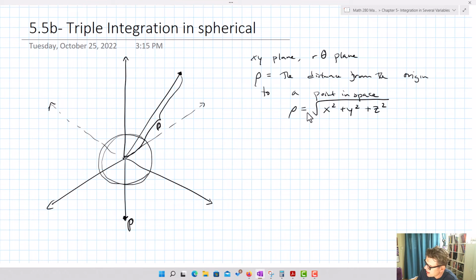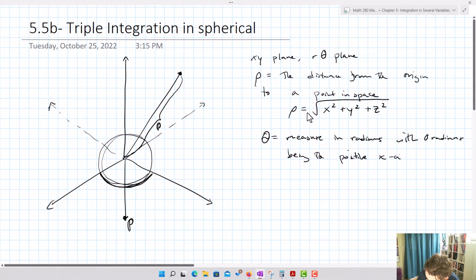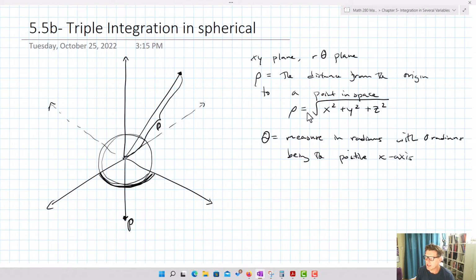Then we also have theta. And theta is exactly what we were getting when we had the r theta plane. Theta is going to be the measure in radians, with 0 radians being the positive x-axis. So in general, when we talk about spherical, we are going to be talking about between 0 and 2 pi, and this here is your theta. That's theta.